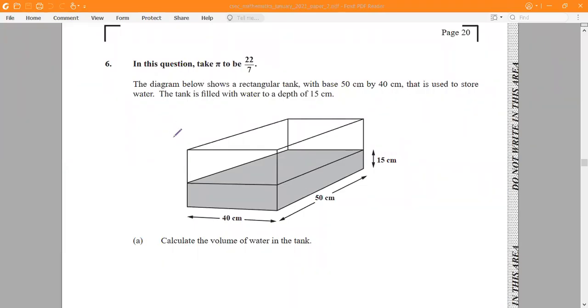Good day, everyone. We are working out number 6 of January 2021 CSEC Mathematics Paper 2. We have a question here involving measurement. We are given the value of pi to be 22/7, and we have a rectangular tank with some dimensions given. It's in the shape of a cuboid, a rectangular cuboid.